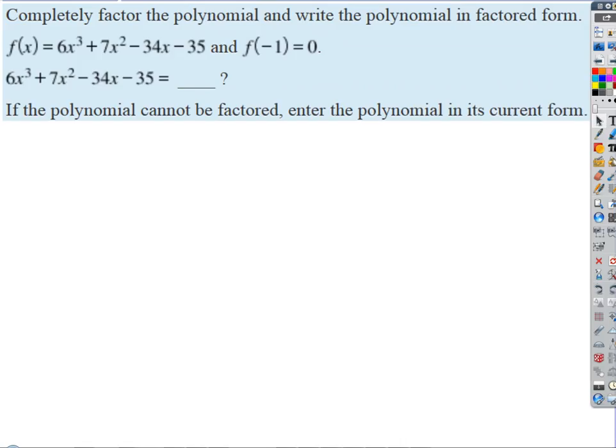Okay, let's talk about this a little bit. So, a problem like this, they're wanting us to completely factor the polynomial. So here's the polynomial we're trying to break apart. It's got 4 terms, but factoring by grouping wouldn't work. So we would be stuck, except they give us some information, right?